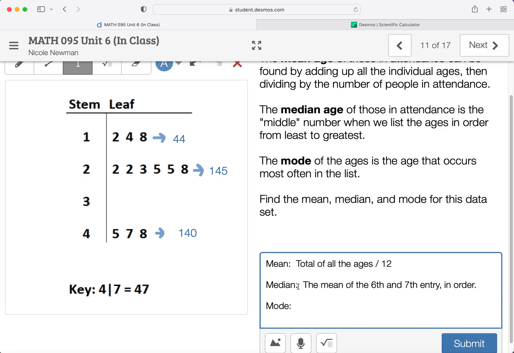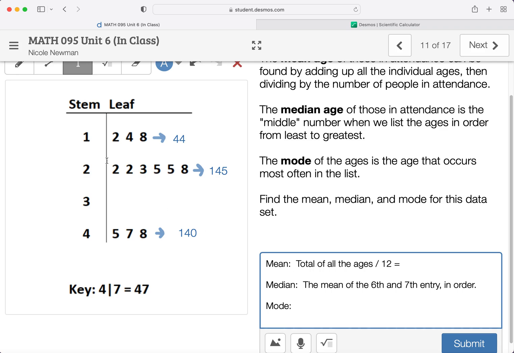The median is the middle entry. So if we have 12 people present, the 6th and 7th entries are forming our middle, and we need to split the difference on those. We'll see that in a second. And then the mode is the most frequent entry, or the most frequent age. Sometimes there's not any mode at all, and sometimes there's more than one. But let's see what happens with these.